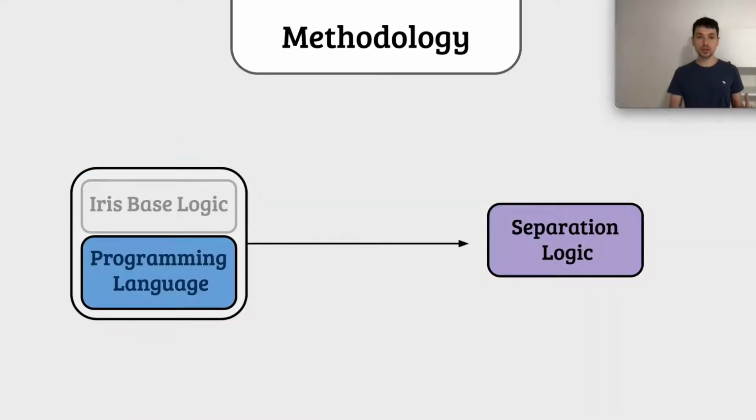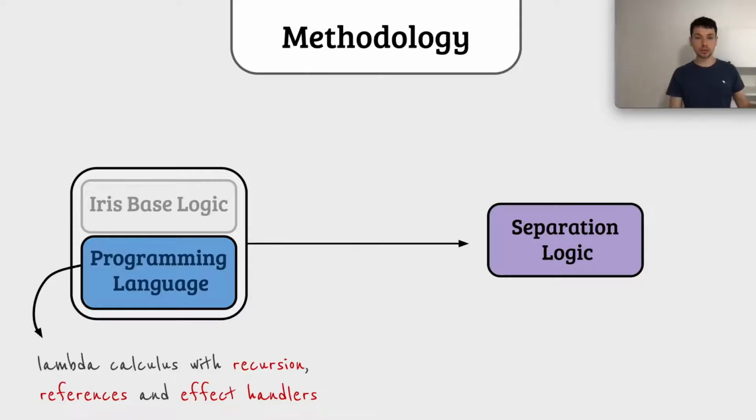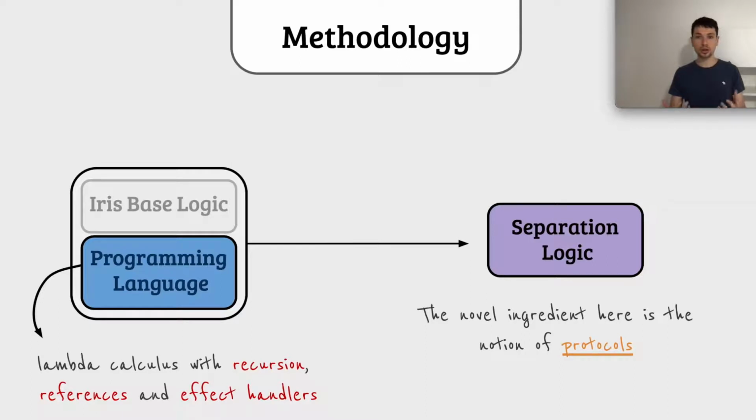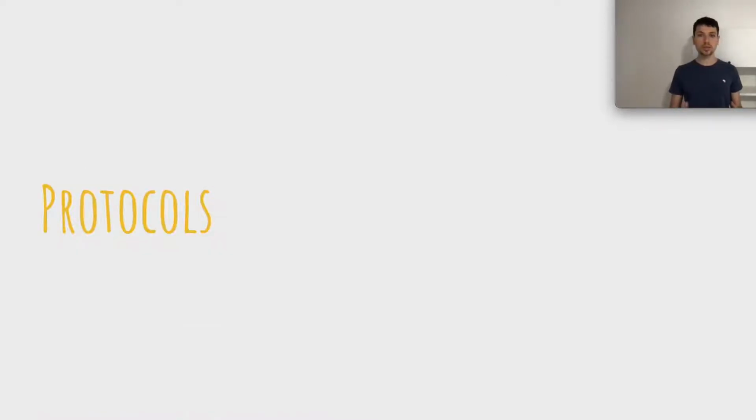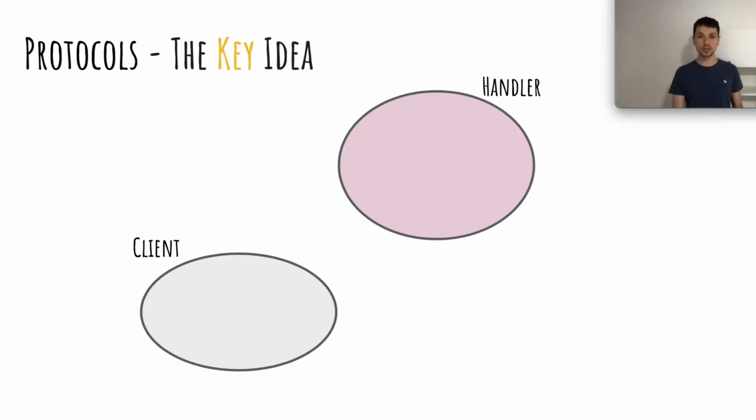Now, the additions of ours in this scheme were the programming language and the separation logic itself. The programming language, which is a lambda calculus with recursion, references and effect handlers, and the separation logic where we have this novel notion of protocols to account for effects and their handlers. A protocol is simply a way to describe the interaction between client and handler. What do I mean by interaction? We are going to see that with an example.